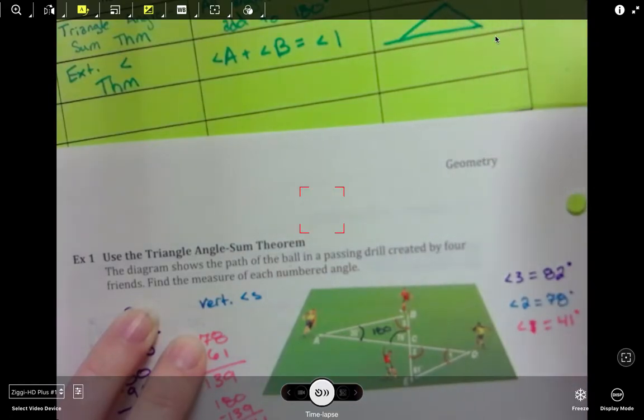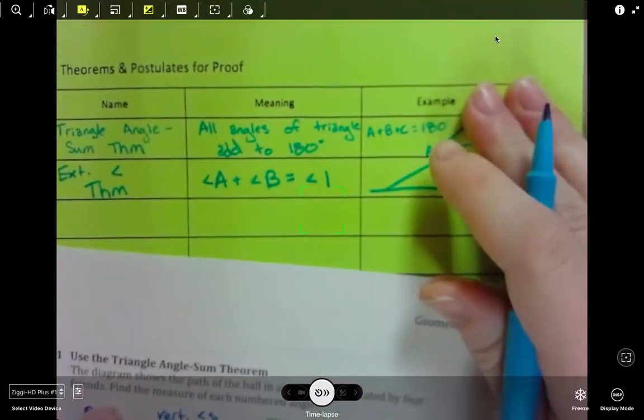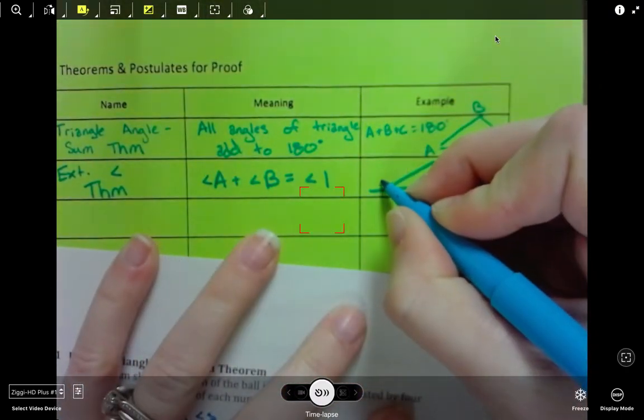Maybe, oh my, that was really bad. That doesn't even look like a picture. That's okay.